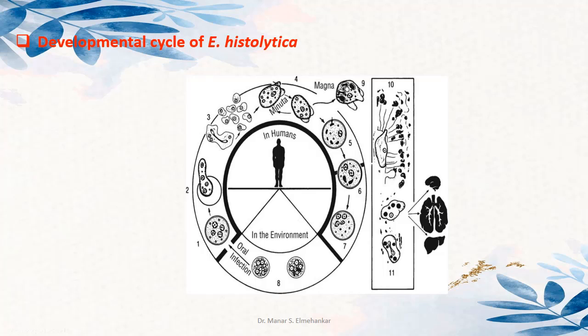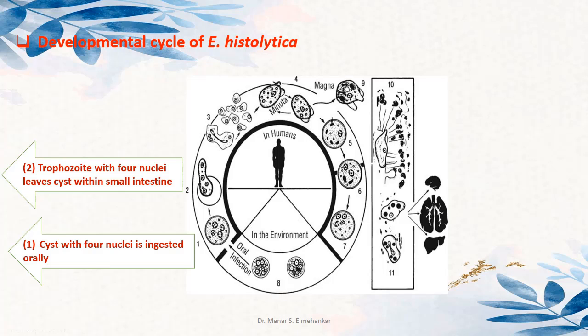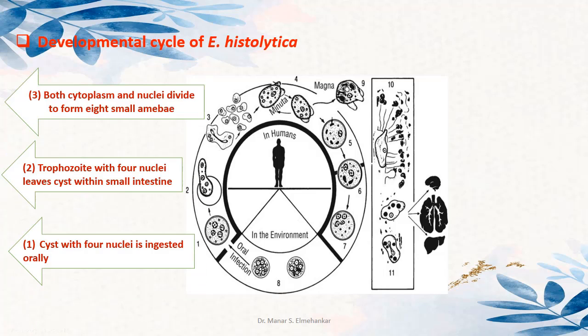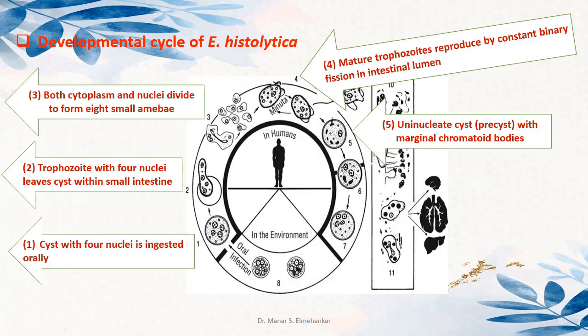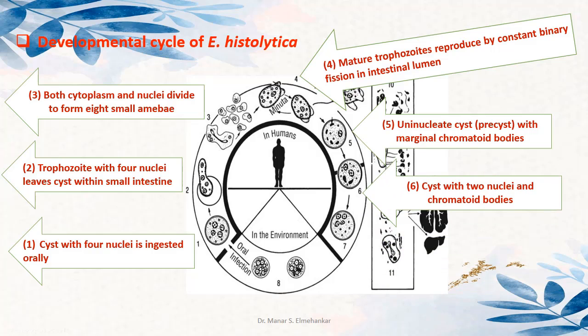Let's talk about the developmental cycle of Entamoeba histolytica. Number 1, cysts with 4 nuclei are ingested orally. 2, the trophozoite with 4 nuclei leaves the cyst within the small intestine. 3, both cytoplasm and the nuclei divide to form 8 small amoebae. 4, mature trophozoites reproduce by constant binary fission in the intestinal lumen. 5, the uninucleate cyst, which is called the pre-cyst, with marginal chromatoid bodies. 6, a cyst with 2 nuclei and chromatoid bodies.